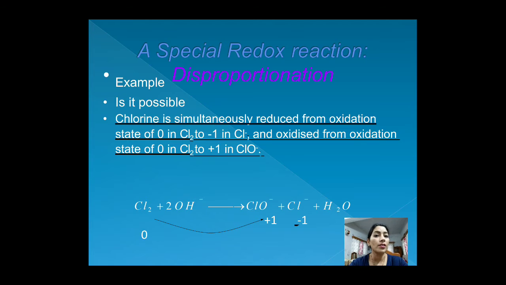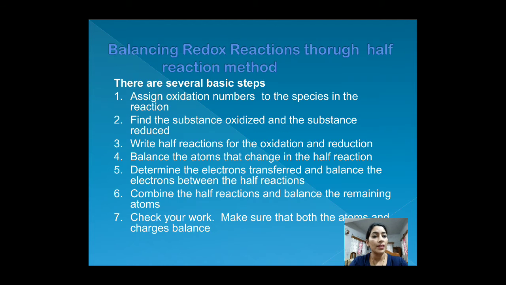A special redox reaction: is it chlorine? Chlorine is simultaneously reduced from oxidation state 0 to -1 in the chloride ion, and oxidized from oxidation state 0 to +1. This is a disproportionation reaction because only one chlorine species is changing its oxidation state, from 0 to +1 and 0 to -1.